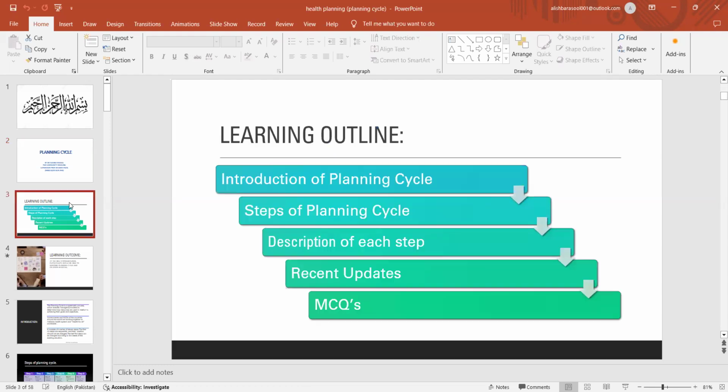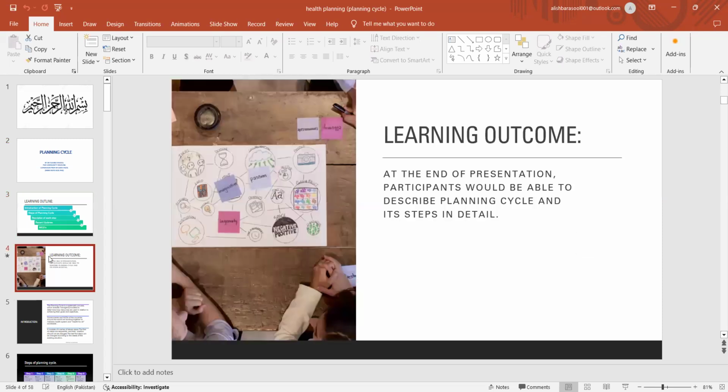Learning outlines: introduction of planning cycle, steps of planning cycle, description of each step, recent updates, and MCQs. Learning outcome: at the end of the presentation, participants would be able to describe the planning cycle and its steps in detail.